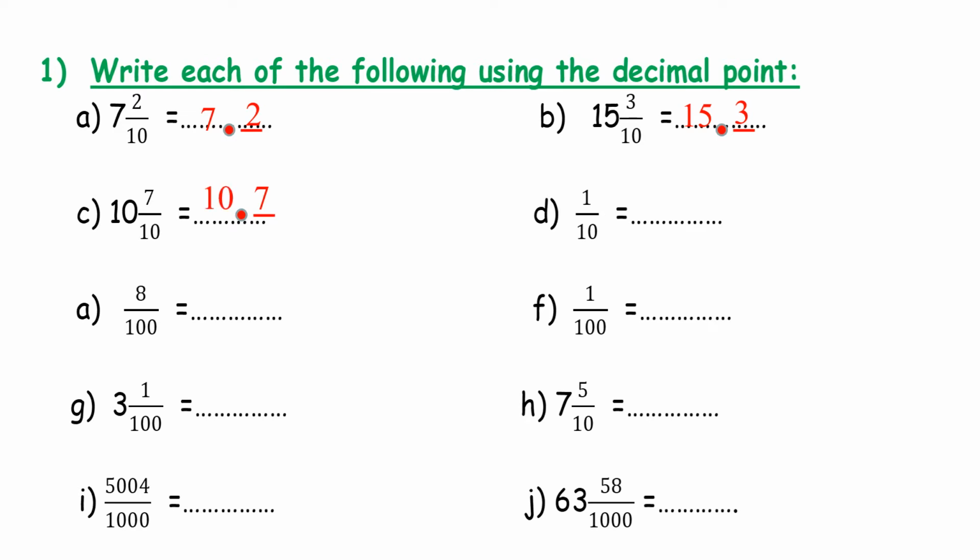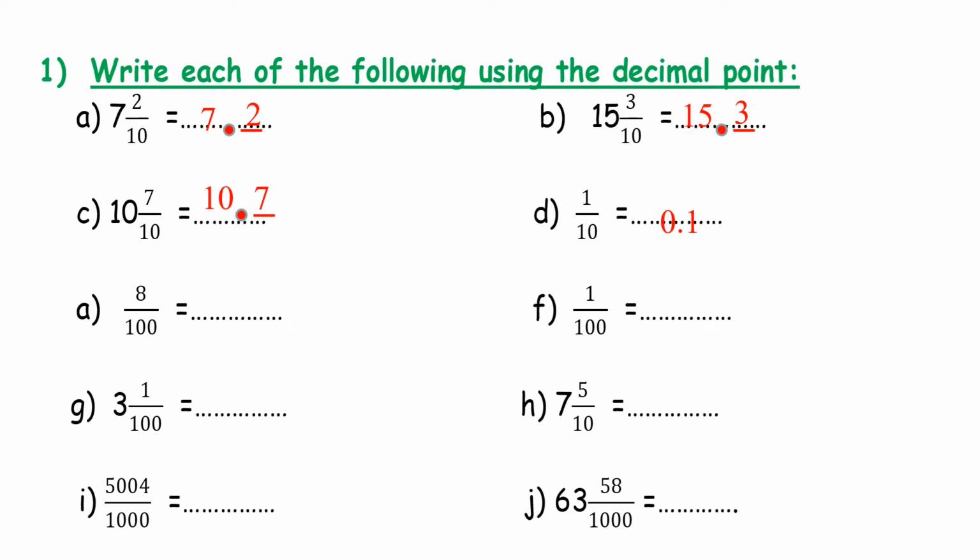Okay, 1 out of 10. How can I write this? I will put the decimal point and just one decimal place after the decimal point, and I'm going to write in this place 1. Okay, and the whole number, there is no whole number here, so the answer will be 0.1.